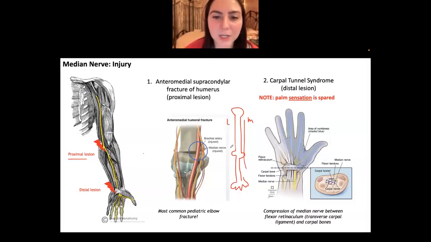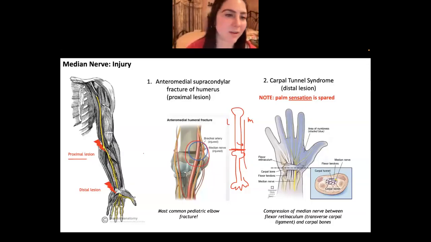So if I have a supracondylar dislocation, so right above these epicondyles right here, and now I have an anteromedial dislocation, so towards the middle, where the body is, I'm going to take out my median nerve. So that's what's meant by an anteromedial supracondylar fracture of the humerus.